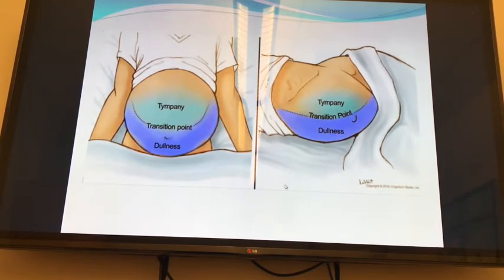And then shifting dullness, where the area of dullness moves when you move the patient, suggesting that the fluid level has moved. All sorts of bad jokes about shifting dullness, say, when you shift in the chair. Never mind. When he touches you. Yeah.